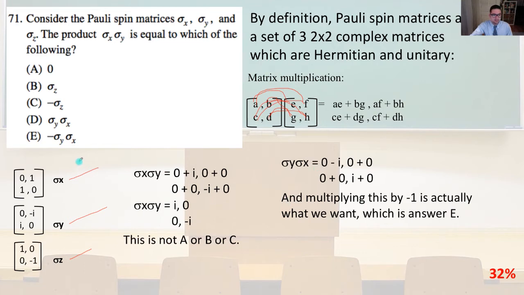So let's test out D and E. So sigma y, sigma x is going to equal 0 minus i in the top left, 0 plus 0 in the top right, 0 plus 0 in the bottom left, i plus 0 in the bottom right. And this is actually the negative of what we want. As you can see, this is what we're going for. And so if you just multiply this by -1, this is actually answer E.